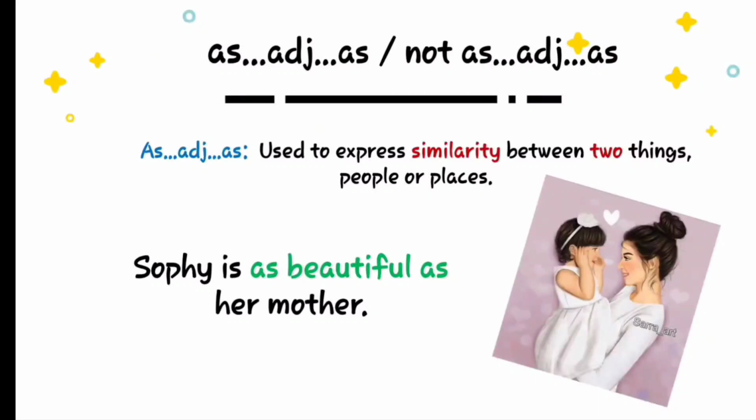As, adjective, as; not as, adjective, as. We use as, adjective, as to express similarity between two things, people, or places. For example, Sophie is as beautiful as her mother. In this sentence, we want to express that both girls are beautiful.